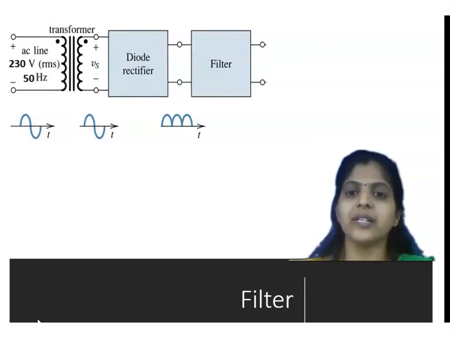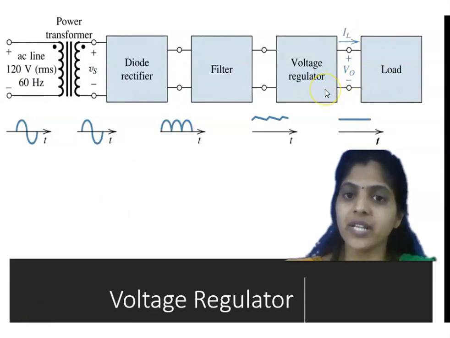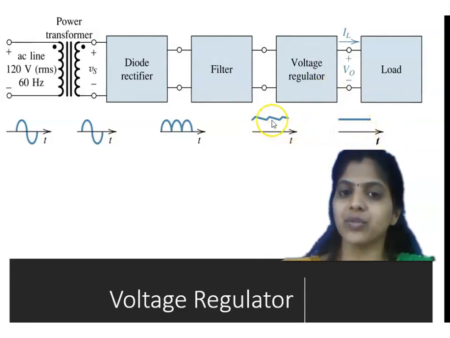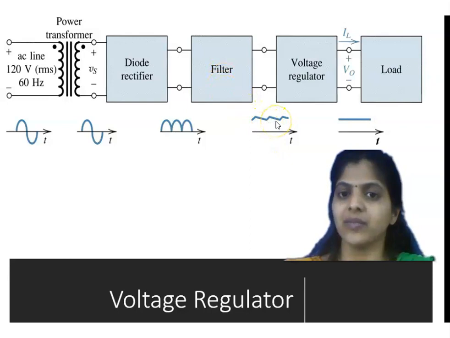So after the filter, the next block is the voltage regulator. Now, what is a voltage regulator? The regulator is the circuit which will keep the output voltage constant, even though there are some fluctuations in the input. So whatever the filter output is, that is not a constant DC. With the help of the regulator, we can make it exactly DC.